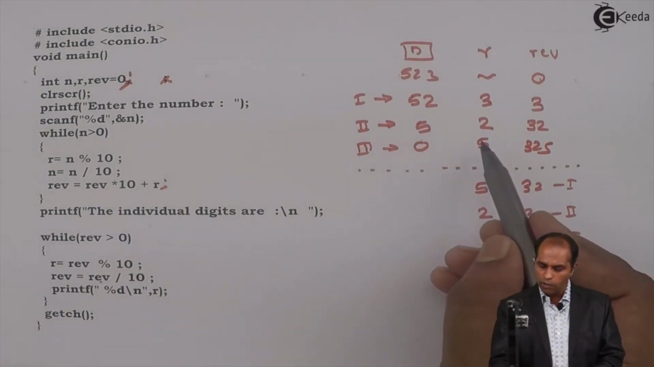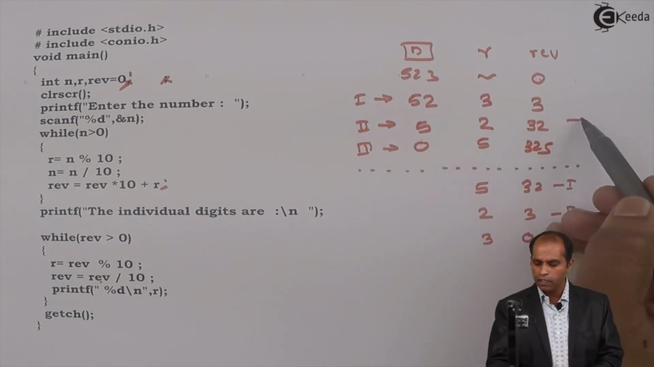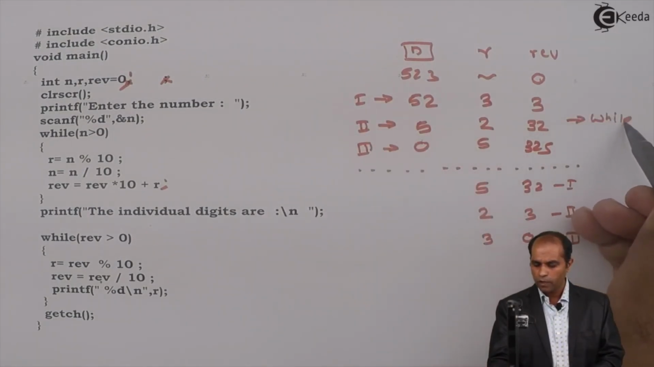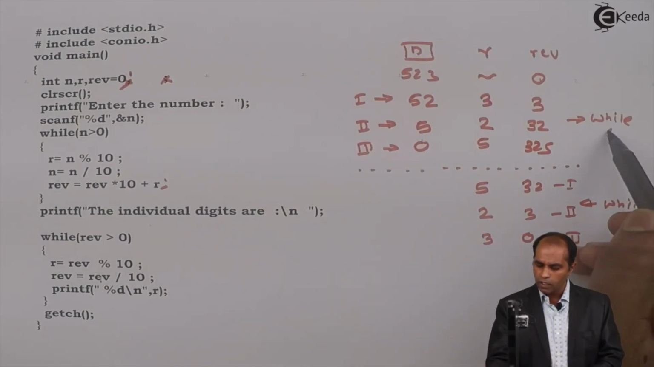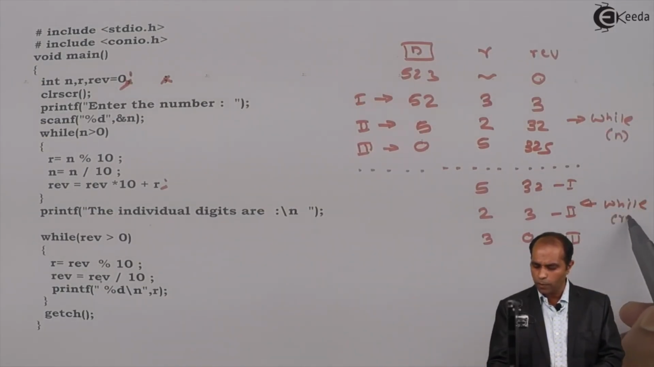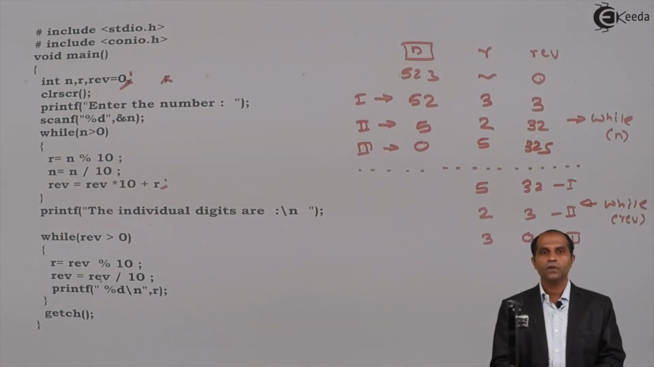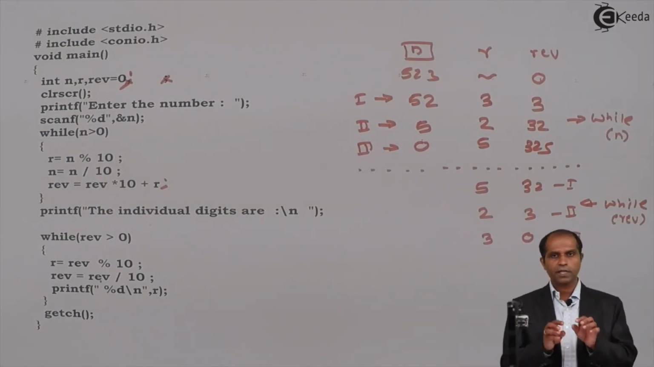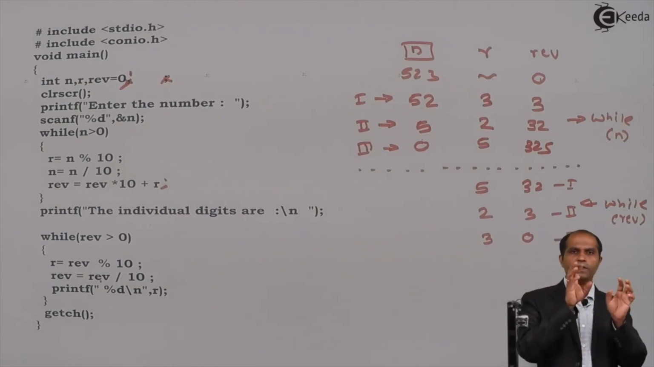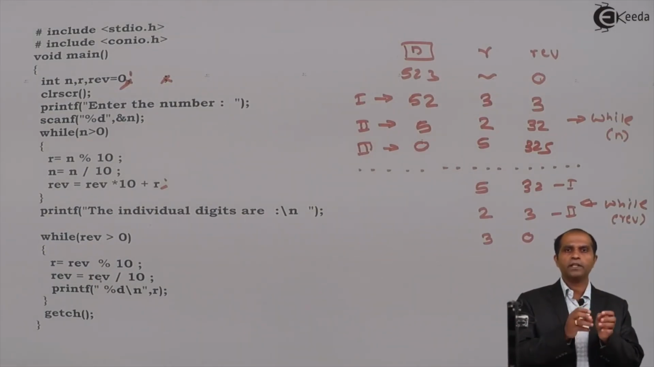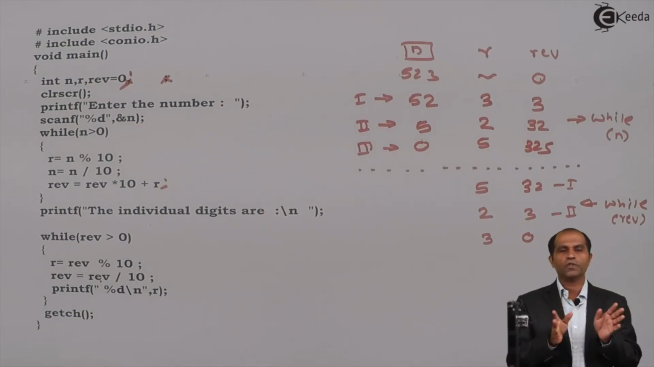So whatever results have been shown in the first part is from the upper while loop, and the second is for the lower while loop. But here, this while operates on n, and this while operates on the value of rev. So whenever the extraction process has to be done from right to left, it is the traditional one. Right to left is the traditional one. But if I have to extract the leftmost digit first, it is not possible.